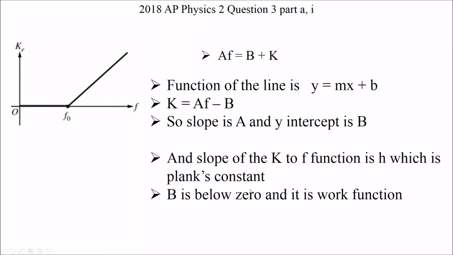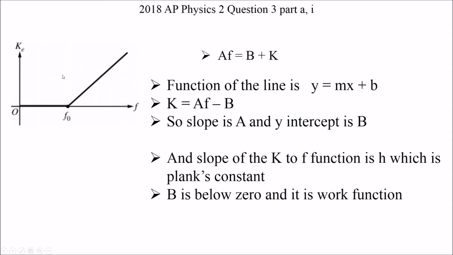All right, the third question was about modern physics. What they give you is a graph and a function, defined as A times F equals B times K, where K is the kinetic energy of the electrons. And they ask you what is A, what is B, and what is F0.